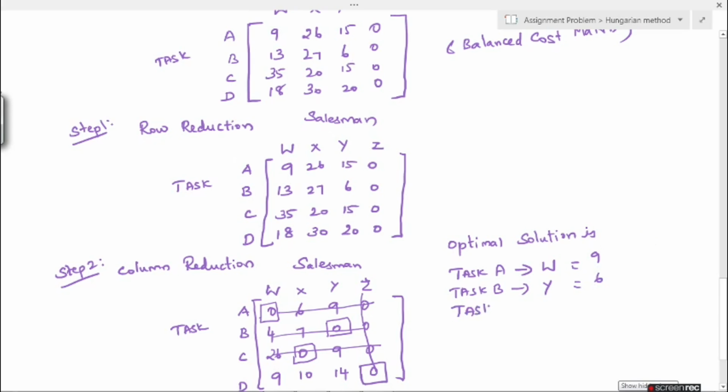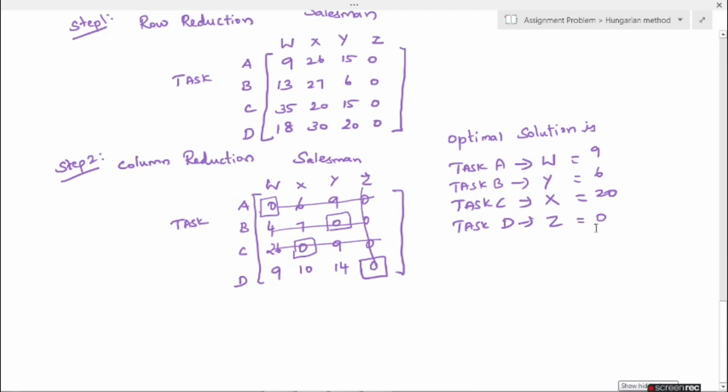Next, task C, salesman X. So that value, task C salesman X, is 20. Next, task D, salesman Z. So that value is 0, because the Z column is a dummy column, right? So we get 0 here. It means that task D will not be assigned to any salesman. Okay. So now we have to add the rest of the values. So 9 plus 6 plus 20. This is the total cost value. Thank you.